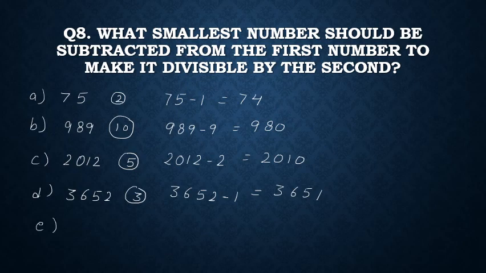Now the last, E part, is 1637. Make it divisible by 3. We have to subtract 2 from it. So 1637 minus 2 gives 1635. You can add the digits and check whether this number is divisible by 3 or not. See, 1 plus 6 is 7, 7 plus 3 is 10, and 10 plus 5 is 15. The sum of these digits is 15, and 15 is a multiple of 3. So the given number is divisible by 3.